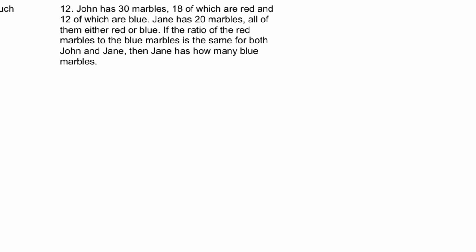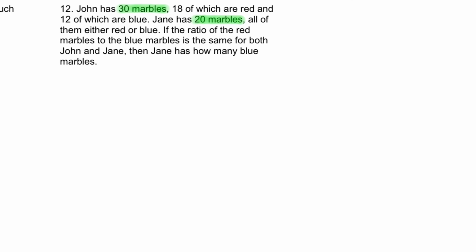Now this is a little bit tricky because when you see the ratio of red to blue, you think you're going to set it up like for John, you'd have 18 red over 12 blue. But that's not going to work because what you're given here is the total for Jane. So let's highlight this. Jane has 20 total marbles and John has 30 total marbles. It's because these marbles are in the same ratio for both John and Jane that we're able to set it up this way.